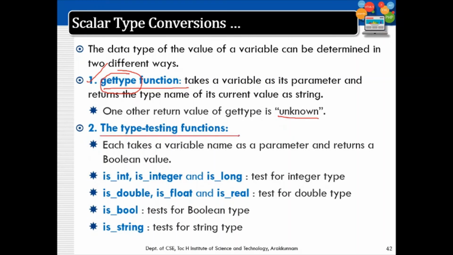Then we can use the type testing functions for the corresponding type test. is_int, is_integer, or is_long: these three test for the integer type. is_double, is_float or is_real: these will be testing for the double types. is_bool will test the boolean type and is_string will test for the string type. So this is how you test the data type of a variable. Either use the gettype function directly with the parameter as the variable, or you can use the corresponding type testing functions.